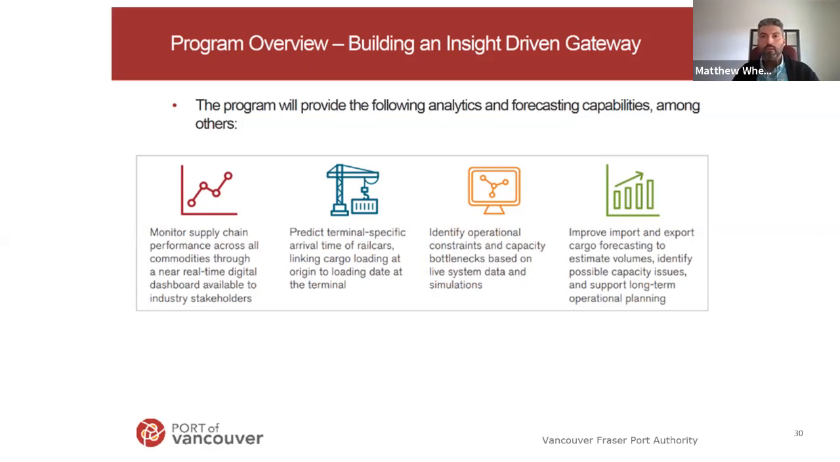The program would provide enhanced analytics and forecasting capabilities, including the ability to monitor supply chain performance across all commodities through a near real-time digital dashboard. So that's similar to the dashboard I showed you previously, but expanded to include more commodities as well as more transportation modes and more tools. It would predict terminal-specific arrival of rail cars to better identify operational constraints and capacity bottlenecks, improve import and export cargo forecasting, and support long-term operational planning.